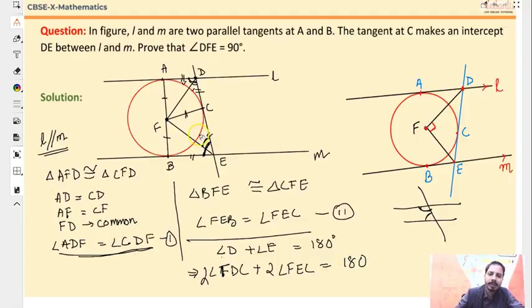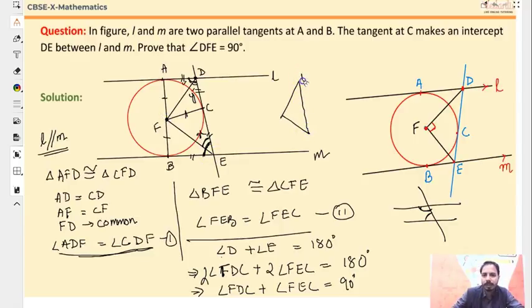That means what? Let me say this is X and let me say this is Y. So that means angle FDC plus angle FEC. If I divide both sides by 2, I'll get 90 degrees here. That means in this triangle DFE, suppose this is D and this is E and this is F, say this angle is X and this angle is Y. These two angles, if I add, I'm getting 90. So that means what?